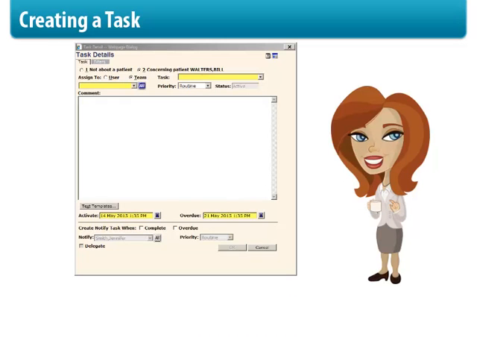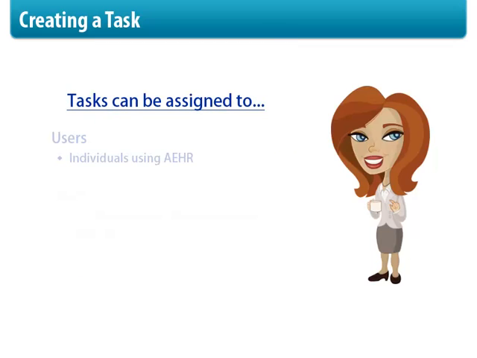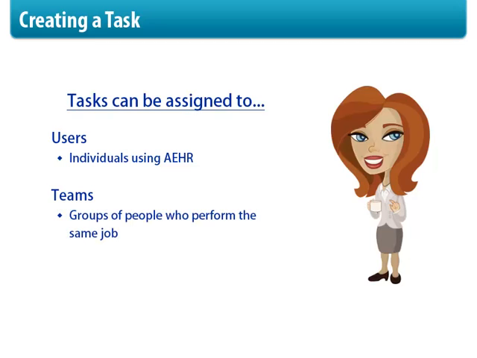Next, select who the task will be assigned to. Tasks may be assigned to individual users or to teams of people. Teams are set up by each clinic and are groups of people who perform the same job. For example, there may be a medication refill team that handles all of the medication refills for a clinic. If a task is assigned to a team rather than to an individual, you will not need to worry about whether or not the person is there to complete the task. Someone on the team should be there to complete it.